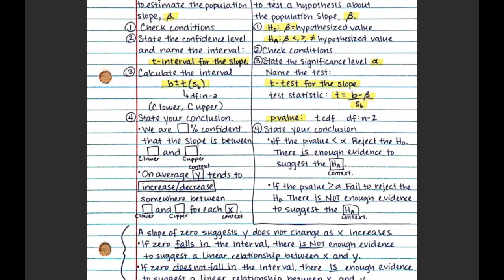All right, and then step 4 is just to state your conclusion. Same as before, if your p-value is less than your significance level, you're going to reject the null hypothesis and say that there is enough evidence to suggest the alternative hypothesis. And again, just remember to put this one in context. So you look back at your alternative hypothesis and you say, okay, well, the population slope is less than 0, or whatever it was. Make sure you write that out. Don't just write Ha. All right, and then of course you guys can read this as well. If the p-value is greater than alpha, you're going to fail to reject the null hypothesis. There's not enough evidence to suggest the alternative.